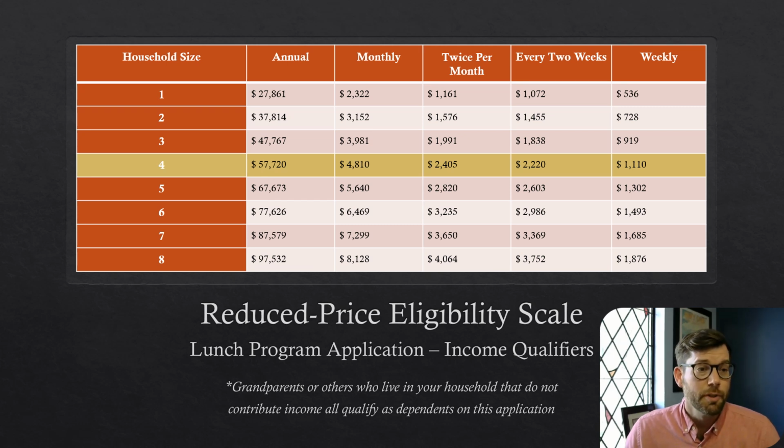When it comes to reduced meals, this is the scale that's used. And you can see, for example, a family or household size of 4 would need an annual income of $57,000 or less to qualify, all the way down to a weekly income of $1,000 or less to qualify. Again, it's very important to be cognizant of your financial situation from week to week, month to month, to determine whether you should complete the application and claim annual income or monthly or weekly income.